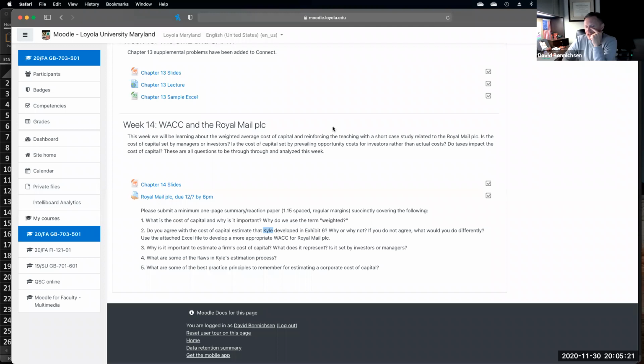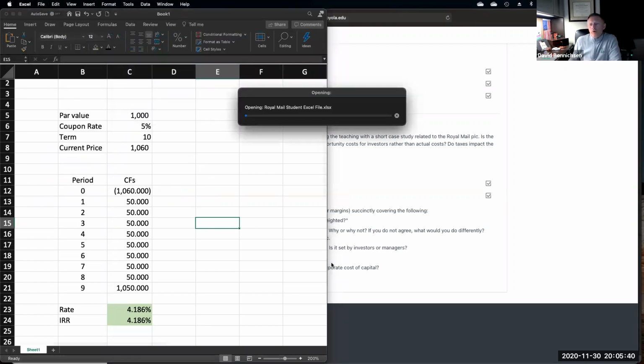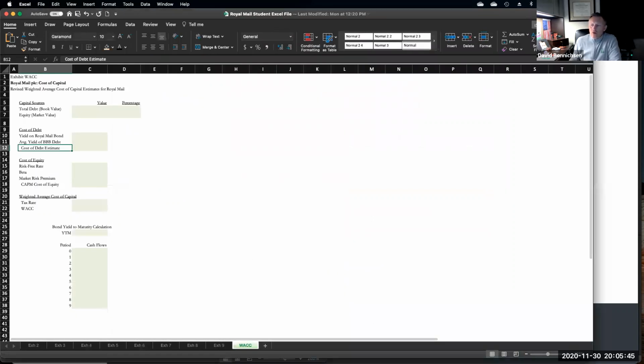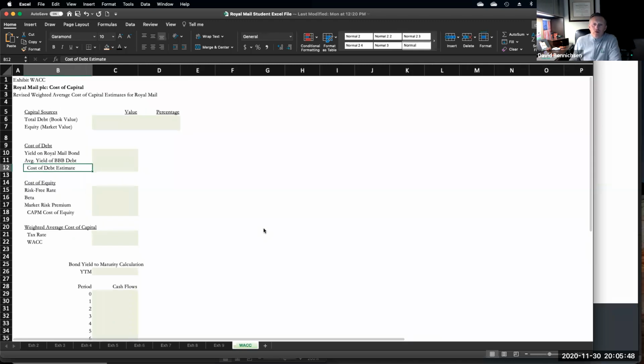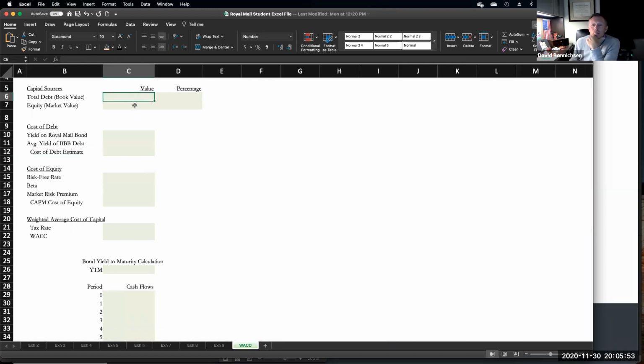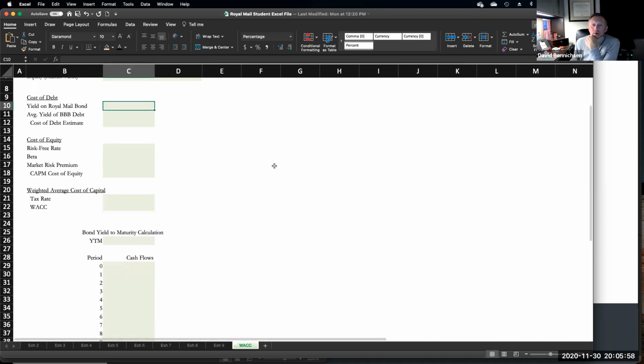There's a spreadsheet within the assignment that you can use, where I've converted all of the exhibits within the case into Excel. There is one tab towards the end called the WACC, and you need to fill this out. So what's the book value of the debt? What's the book value of the equity? What's the current yield to market on the Royal Mail bonds?